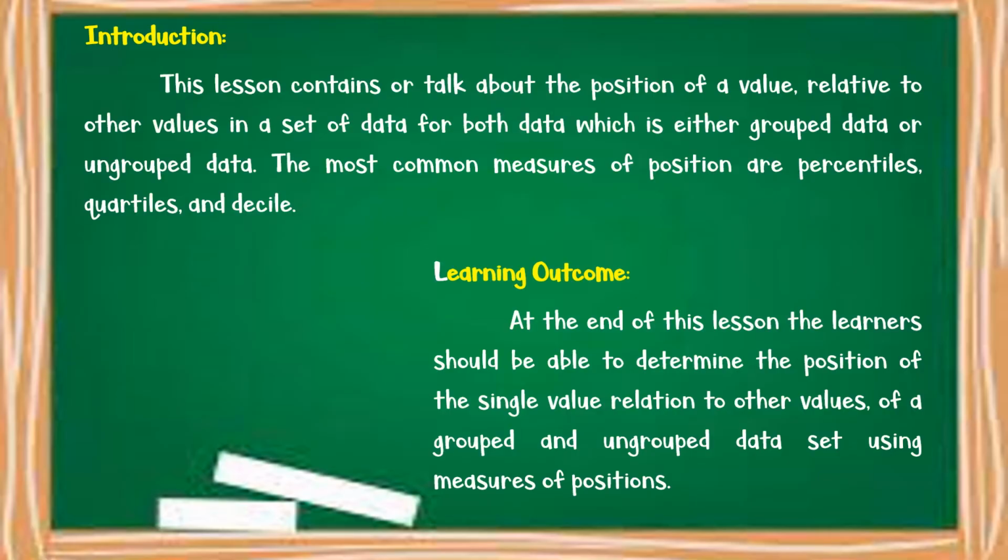This lesson talks about the position of a value relative to the other values in a set of data, for both group or ungrouped data. The most common measures of position are percentiles, quartiles, and deciles. For today's lesson, the learner should be able to determine the position of a single value in relation to other values of the grouped and ungrouped data set using the measures of position.